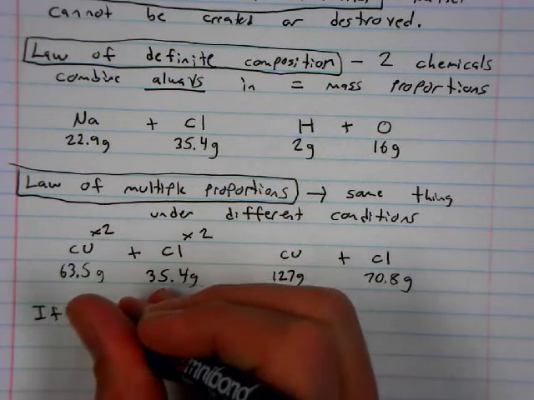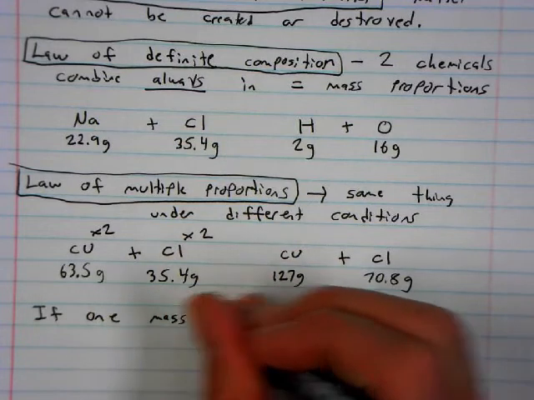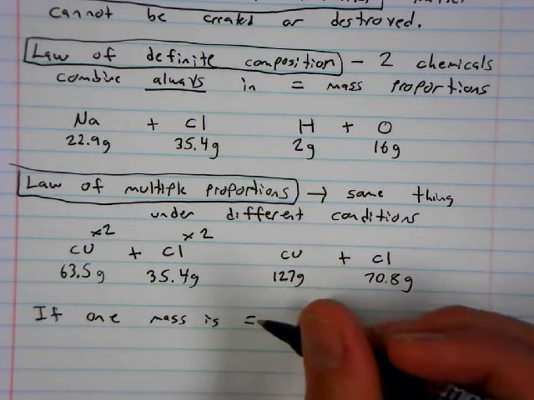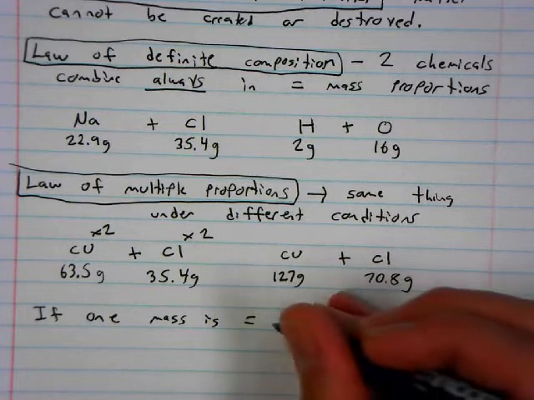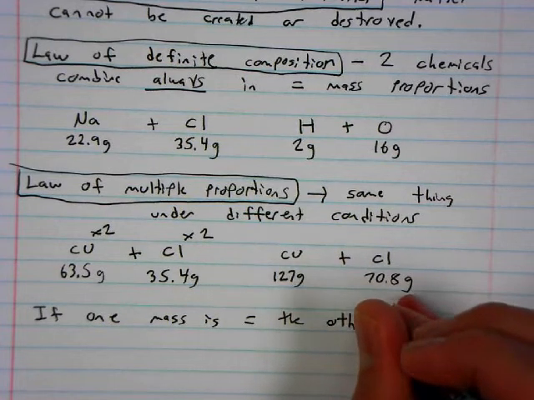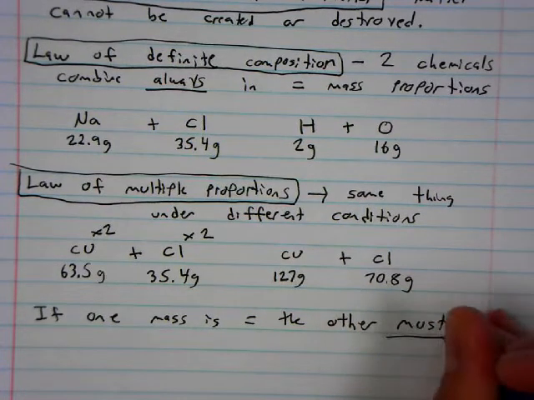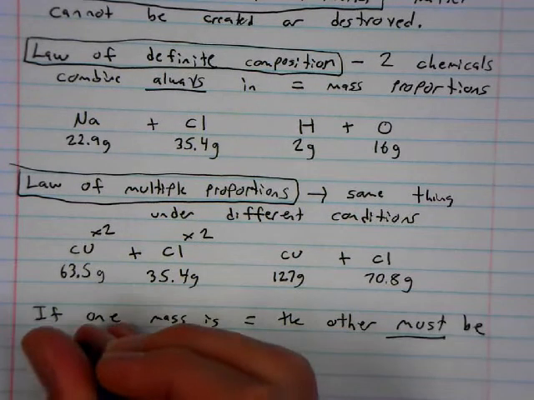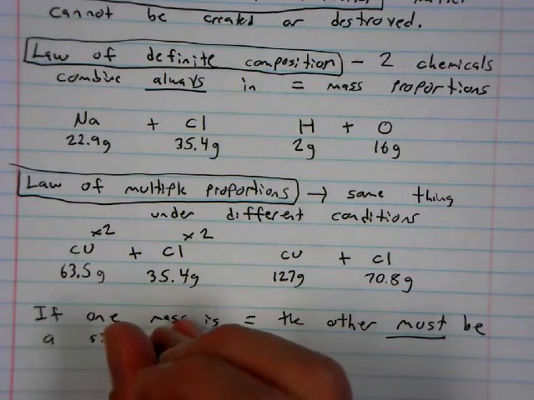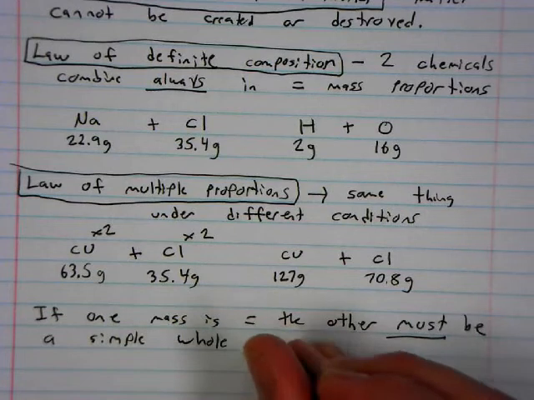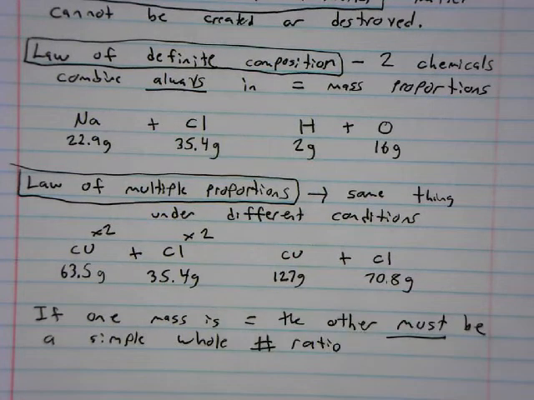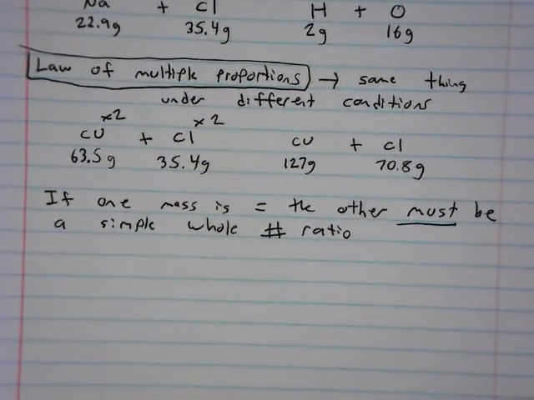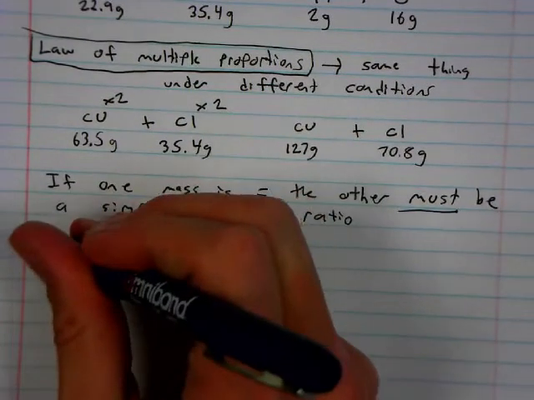So, last thing I want to say about that is if one mass is equal, the other must, underline the word must, be a simple whole number ratio. So it's always going to be a simple whole number ratio. And I think you have problems like this in the book you're going to be working out. And you'll see more of what that means when you do a couple of practice problems.